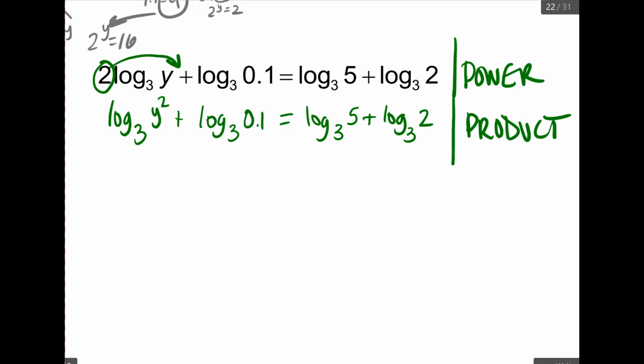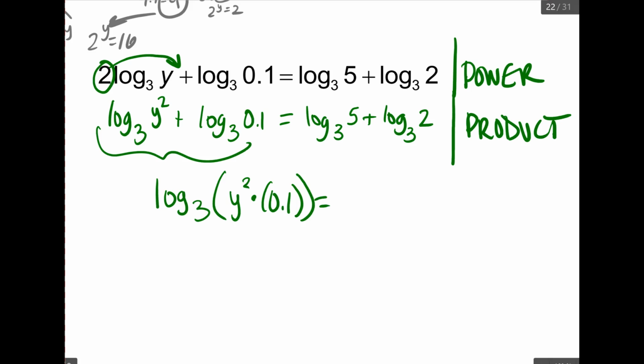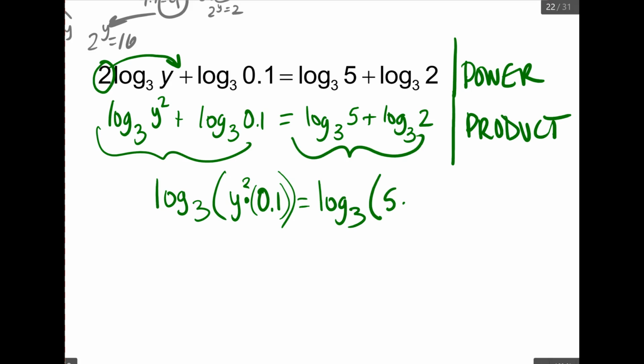Yes. So before, I had 2 things being multiplied. I separated them by adding: log of the first number plus log of the second. Here, I have log of a number plus log of a number, so I'm going to take these and combine them. So this will be the same thing as log base 3 of y squared multiplied by 0.1, and that will equal log base 3 of 5 times 2.